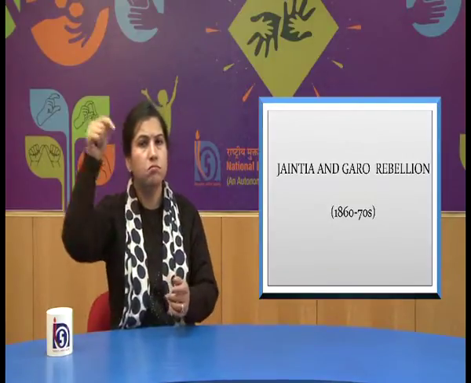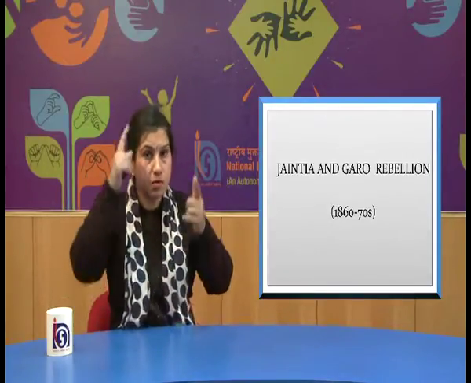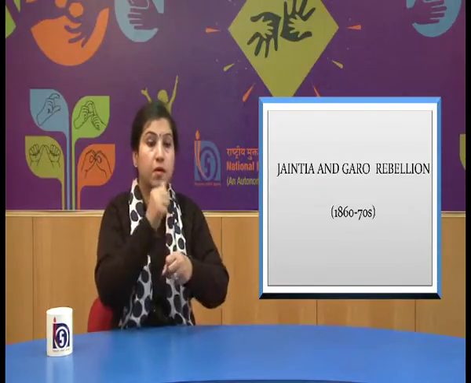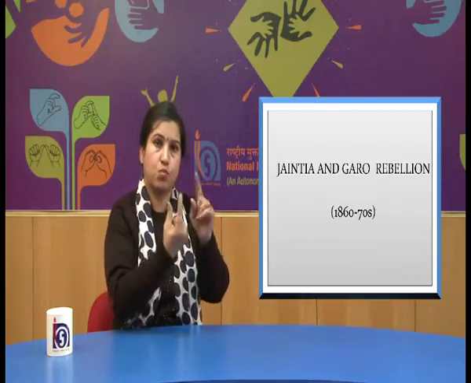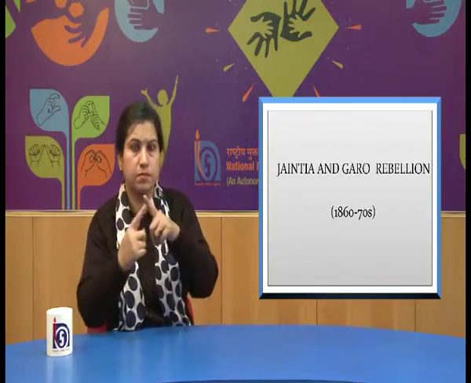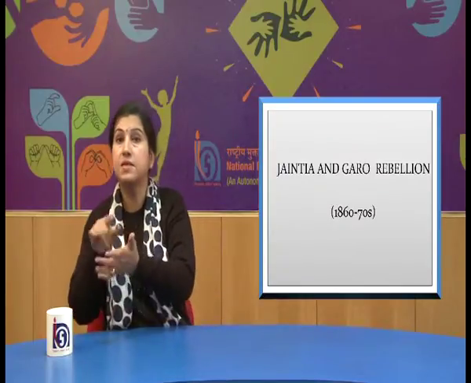The British planned to construct a road connecting the Brahmaputra Valley in present Assam to Sylhet, Sylhet in Bangladesh.